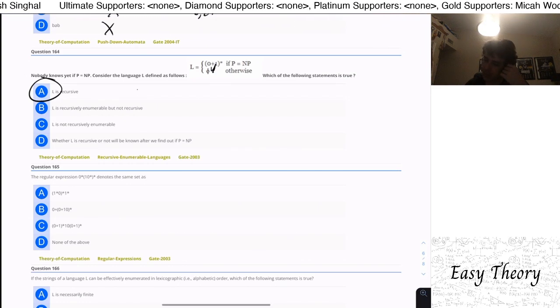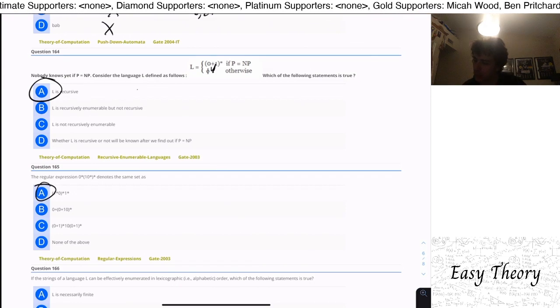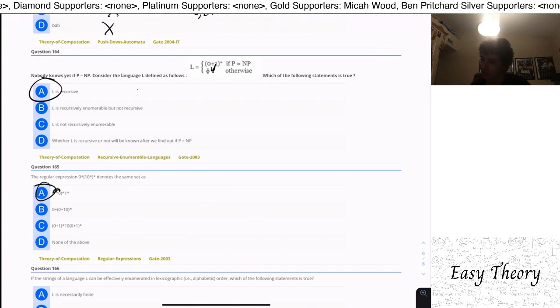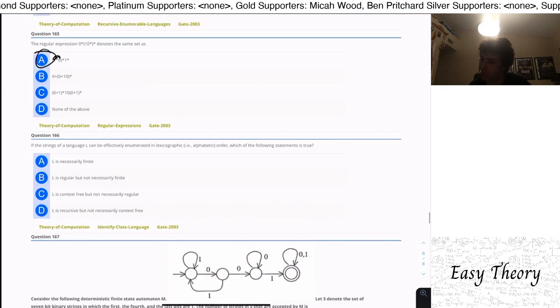The regular expression is the same set as, yeah, I think it's A. Yeah, I think it'd be, yeah, because you can just interchange the role of 0, 1, 1 here in this particular case. I think you can change the order there.